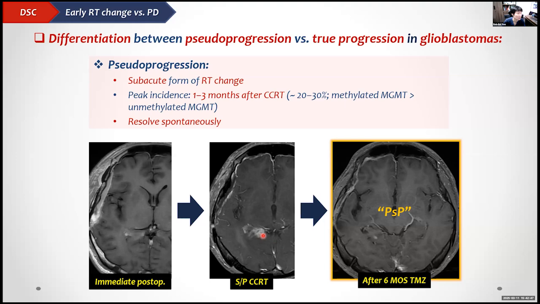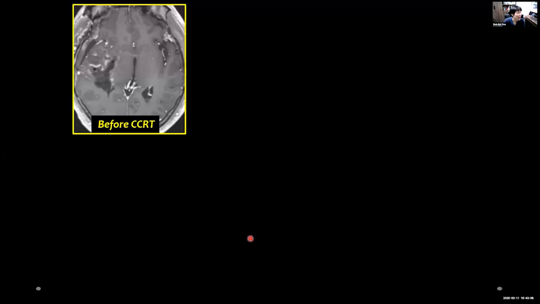So here's a typical example. You can see a new enhancing lesion at the right temporal lobe, and with continuation of the existing treatment, it spontaneously disappears, and it was retrospectively diagnosed as pseudoprogression. So at this stage, it's very confusing whether this is a true progression or pseudoprogression. And for that, DSC can also play a role in the differential diagnosis.